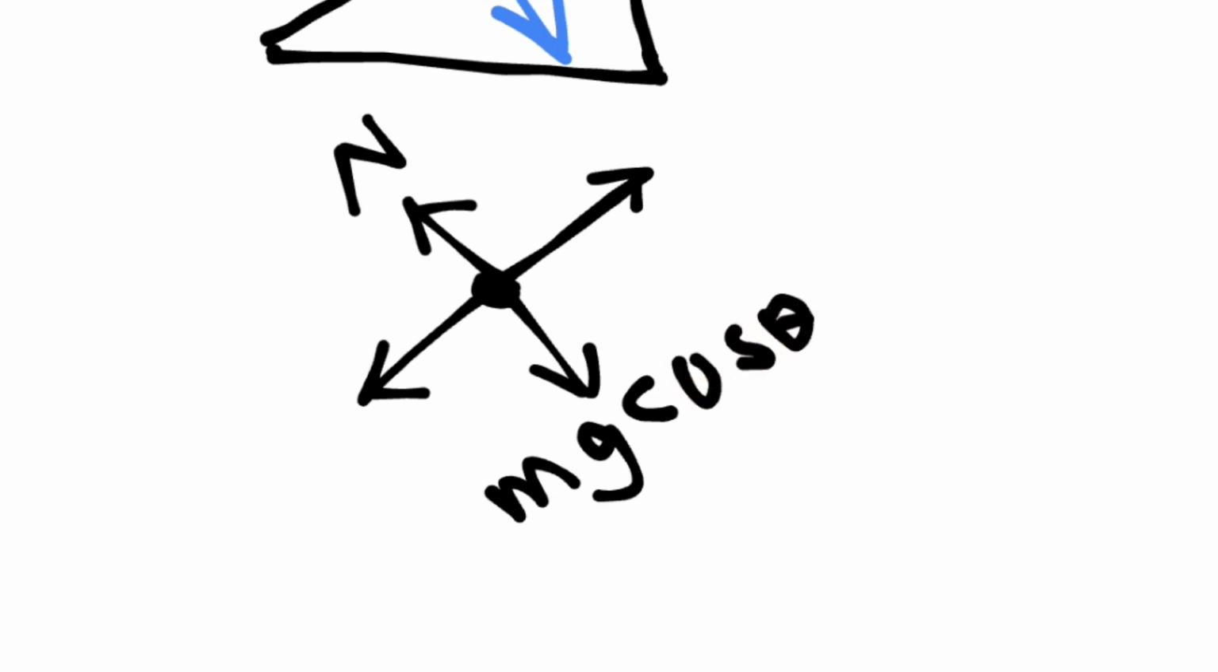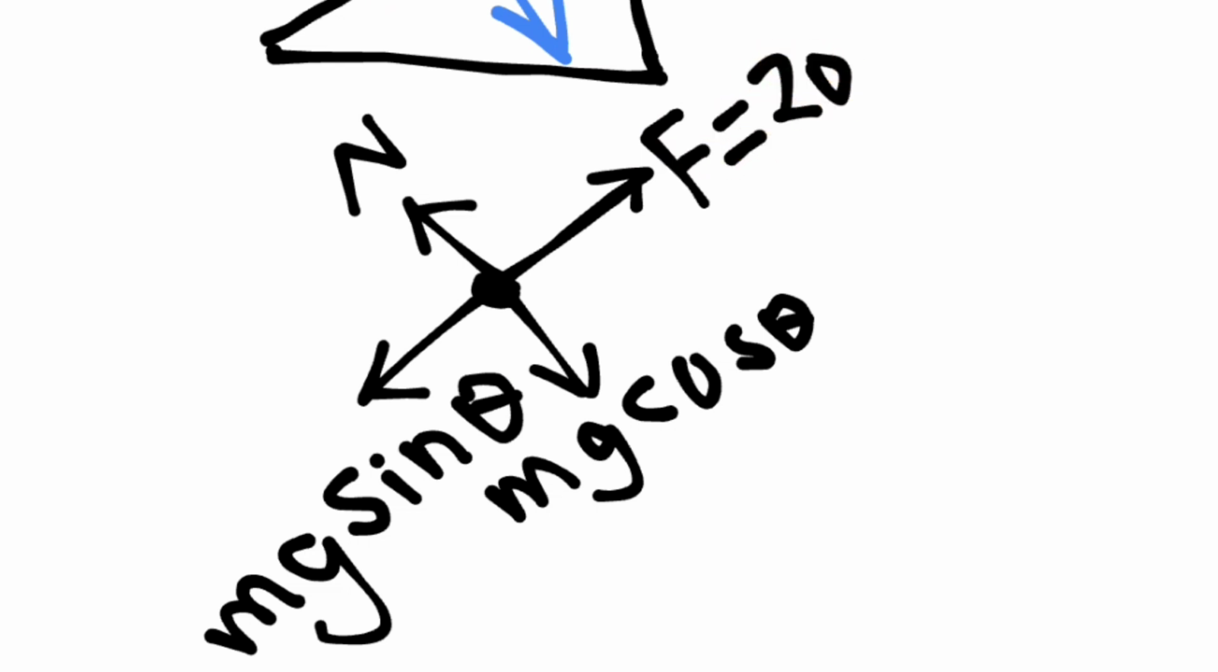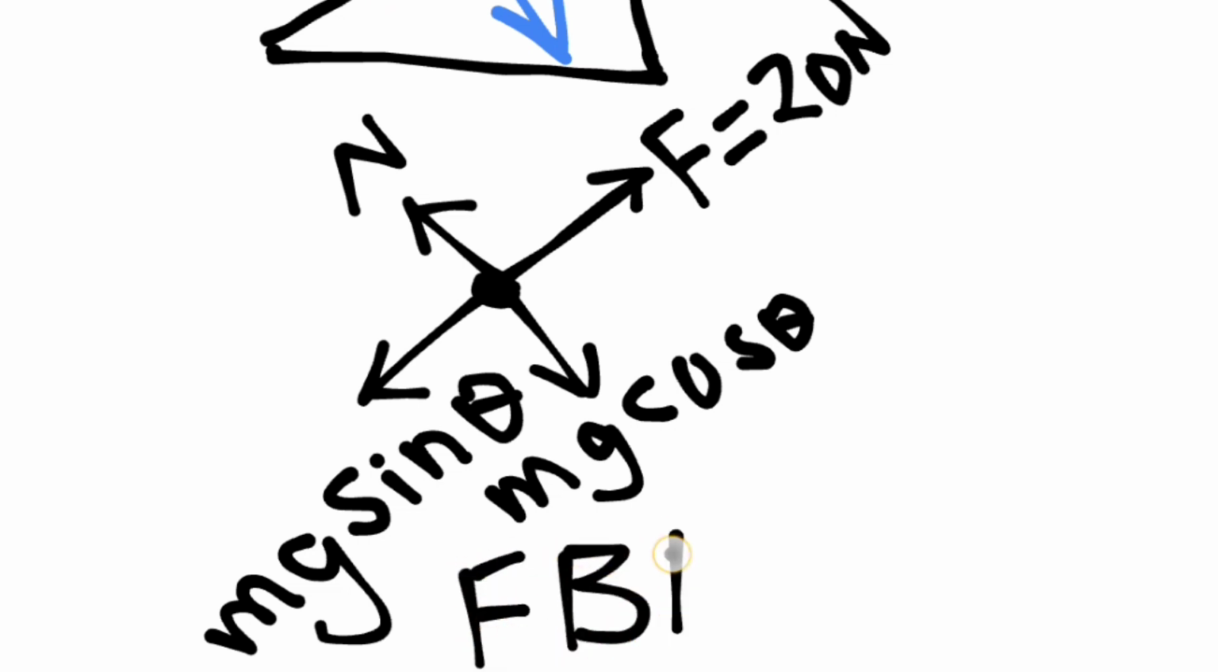And there are two other forces. Here there is mg sine theta, and finally we have the applied force, F equals 20 Newton. So this is our free body diagram. We draw the free body diagram like this, FBD, or free body diagram. We draw all the forces on the box. So this is all about the free body diagram, okay? It is about the forces on the object.